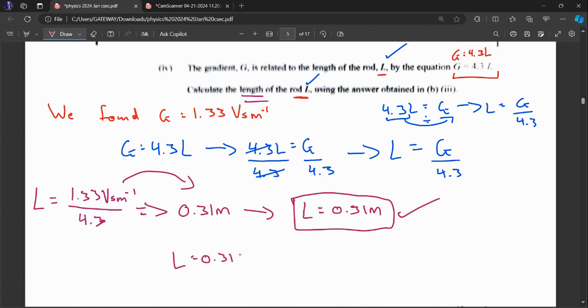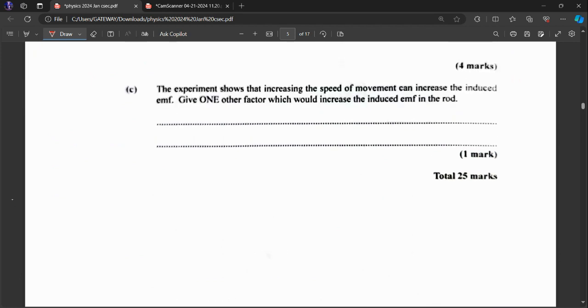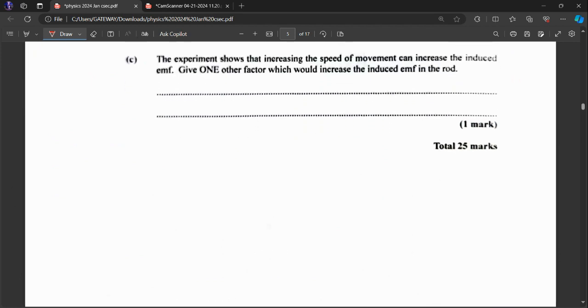Or I would have put two answers. I put L is 0.31 V s m to the minus 1 as well, because that is just using the units for the gradient. You would have gotten an answer with this unit. But based on what you know the unit of length to be, which is meters, this one here would have been correct, 0.31 meters. So that one was a bit confusing. But yeah, once you understand the concept here, basic substitution, it should be fine.